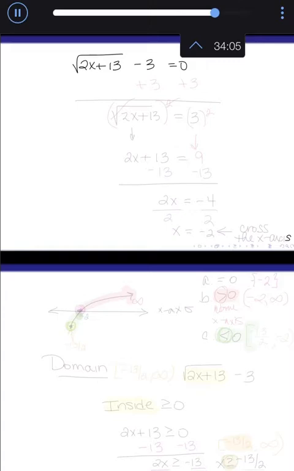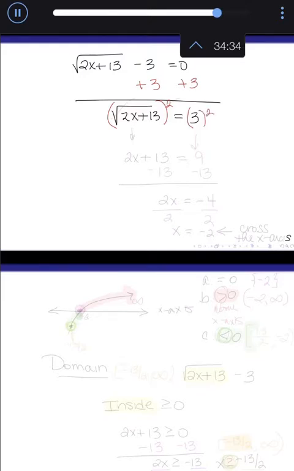Well, in order to solve this, we're going to go backwards a little bit. We need to get the square root by itself by adding 3 to both sides of the equation. That will give me that the square root of 2x plus 13 equals 3. Now that the square root's by itself, we can get rid of the square root by squaring both sides of the equation.